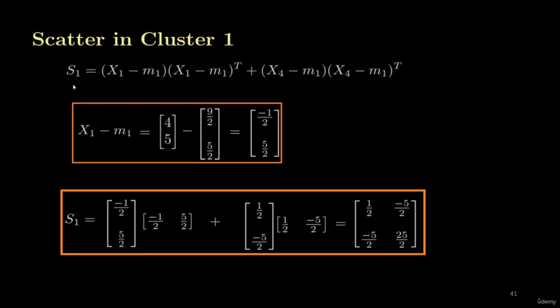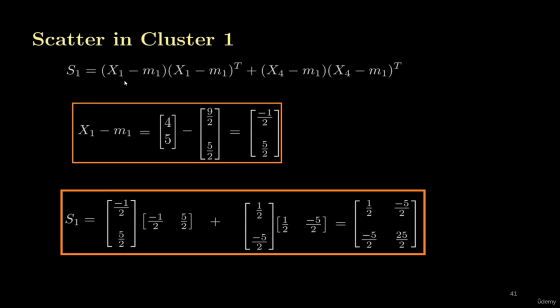Within cluster 1 scatter matrix. So the equation is X1 minus M1. X1 is the first data point and M1 is the mean of the first cluster. Here we are taking the transpose of this term. Then the second point in cluster 1 is X4. So we are again subtracting the mean of cluster 1 from X4, and here we are taking the transpose.